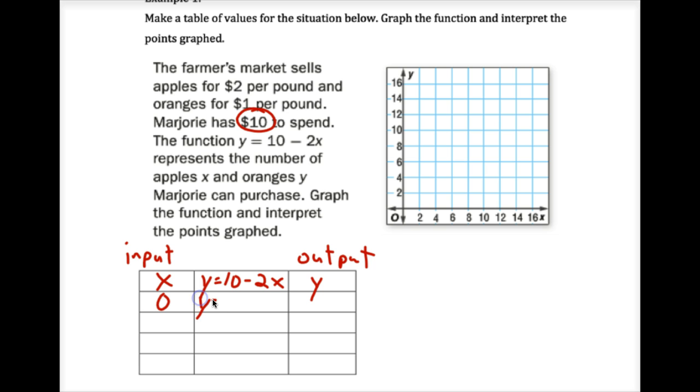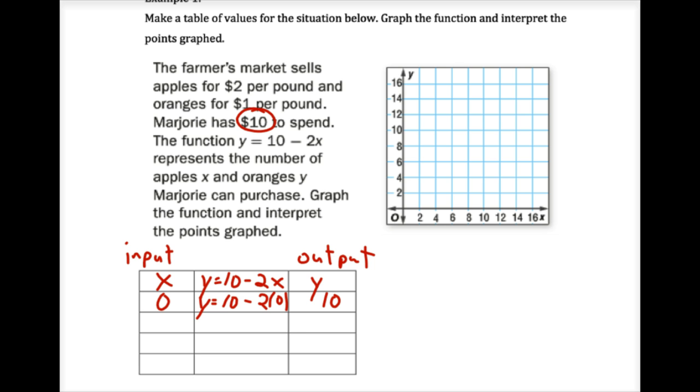Now, y will be 10 minus 2 times 0. Plug that in. What's the output when the input is 0? 10. Somebody explain what that means, those numbers. So she spent 2 times 0 equals 0. Not spend $10 or $0. She saved $10.